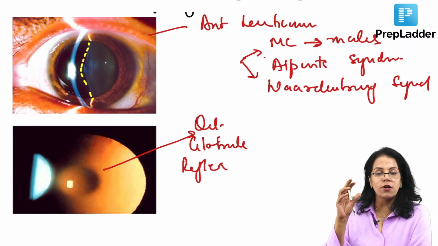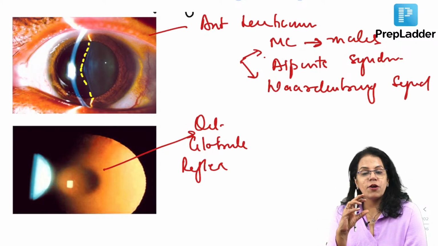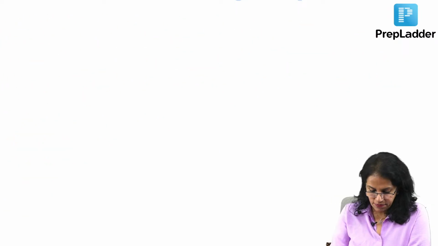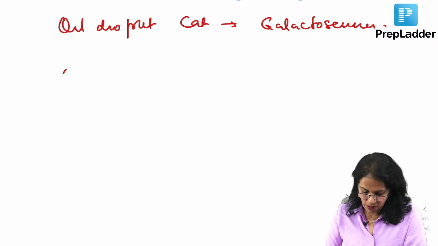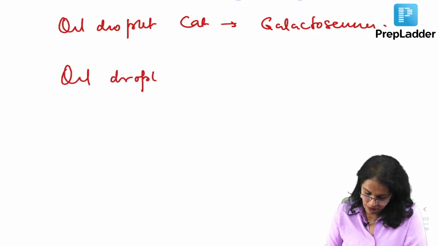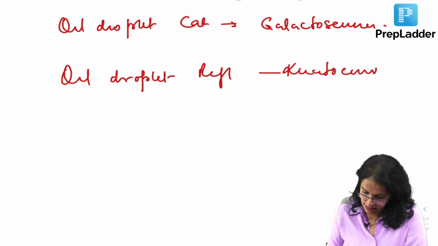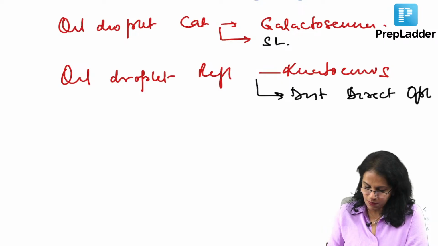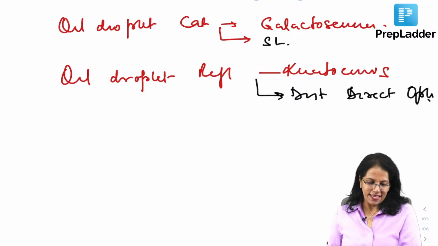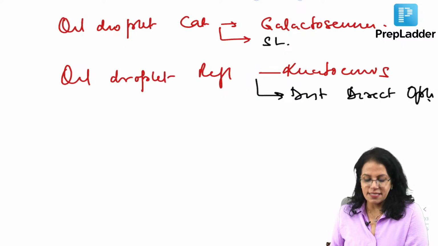Right. And of course, when you talk about oil droplet, let's revise. Oil droplet reflex and oil droplet cataract. We all know oil droplet cataract, so many times we have learned this, is galactosemia. Galactosemia can also be a reversible cataract, and oil droplet reflex is a feature of keratoconus. Now, this is seen under slit lamp. Here we see it by distant direct ophthalmoscopy. Just remember this much. Okay? So, this is asked, it is important.